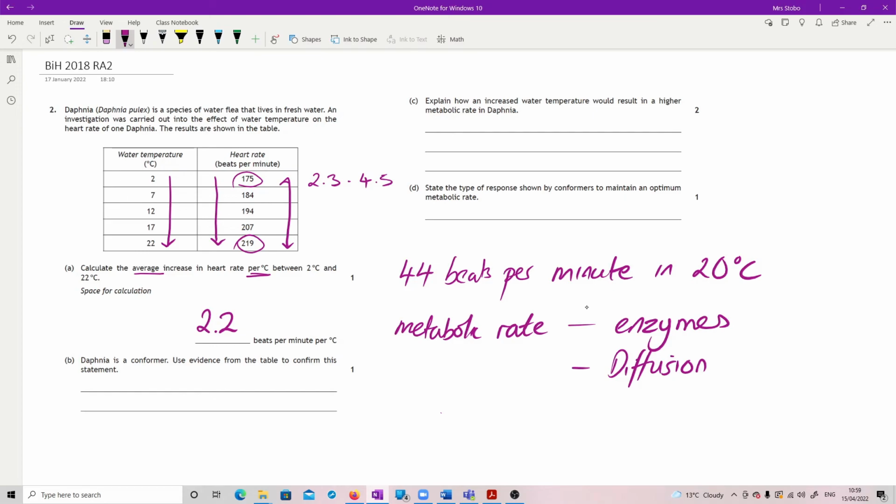Okay. State the type of response shown by conformers to maintain an optimum metabolic rate. Conformers, it's behavioural. And that's it.